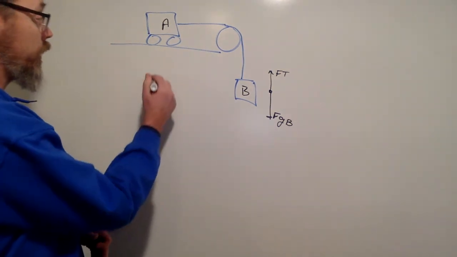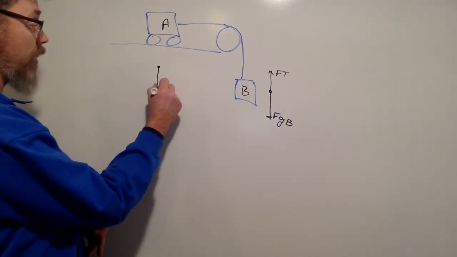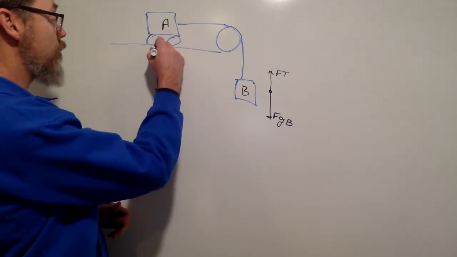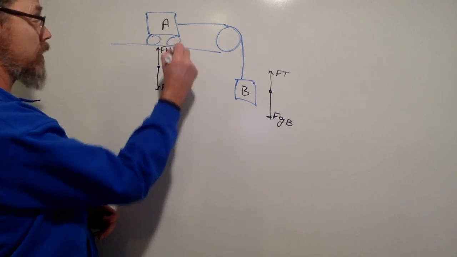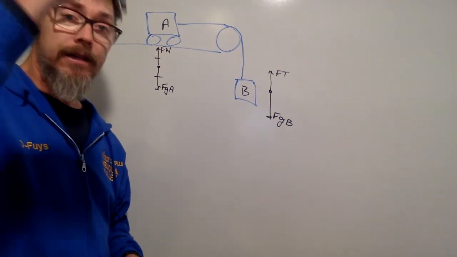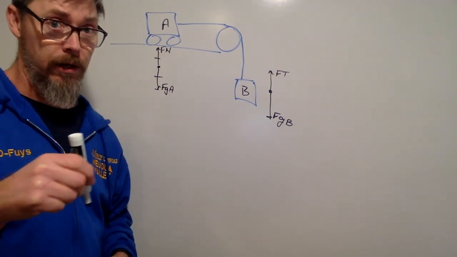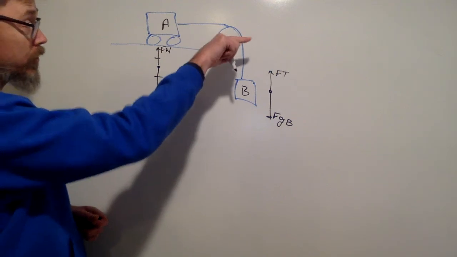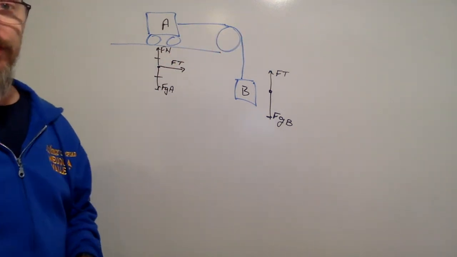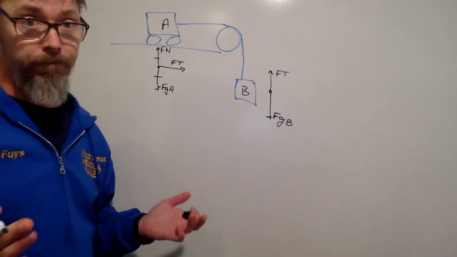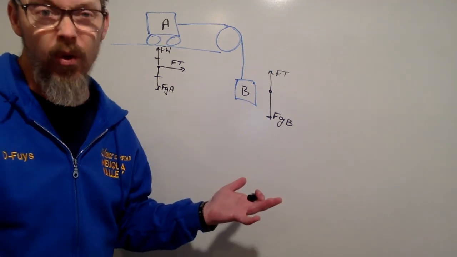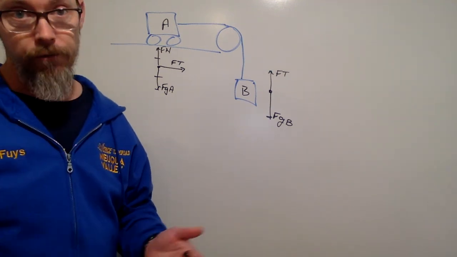Now we go over to this one, and here we'd have FG down of box A, FGA, and we have a normal force up because it's on the track. And these are going to be equal to each other because it's not accelerating in the y direction at all. But there's a tension pulling it this way, right? And that tension isn't balanced by anything else because there's no friction. We're told that. You'll be told that. But we can assume because of the wheels, no friction.